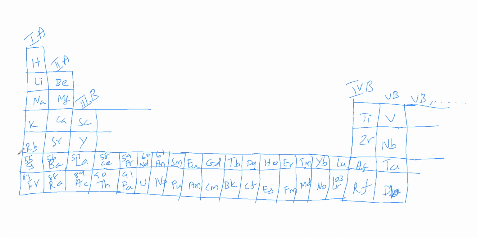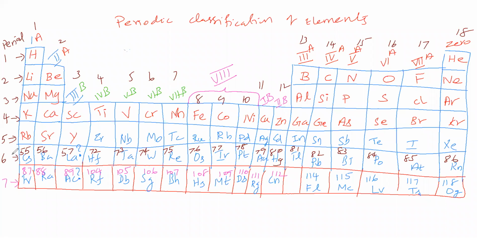So now we will see the sixth period. The sixth period contains cesium 55, barium 56, lanthanum 57, then 58 cerium, 59 praseodymium, up to 71 lutetium, then hafnium 72, tantalum 73, like this continues. Last is 86 radon. So the sixth period contains 32 elements.